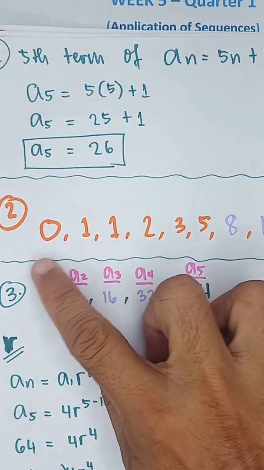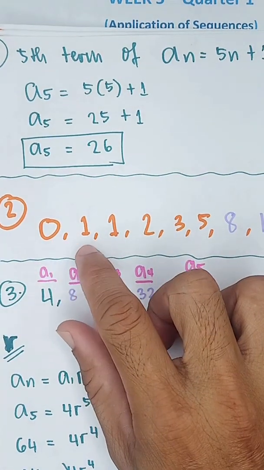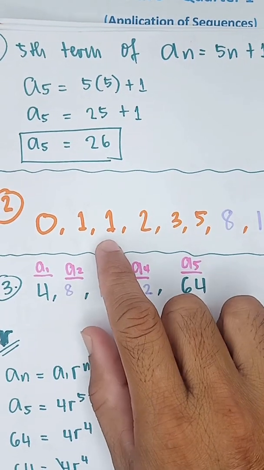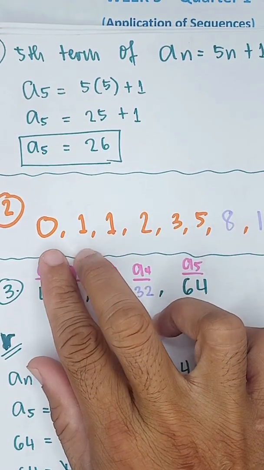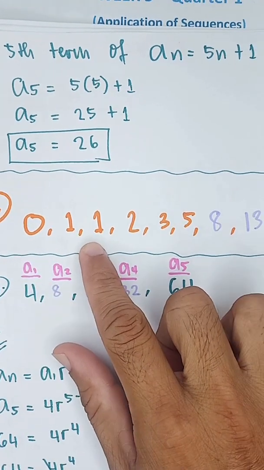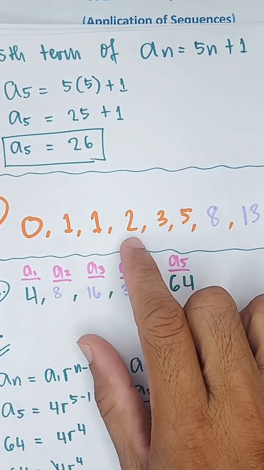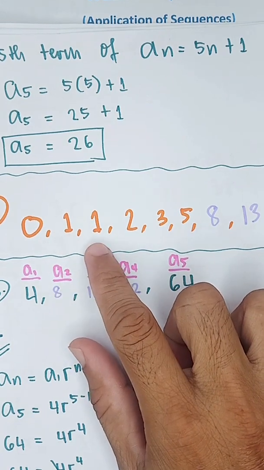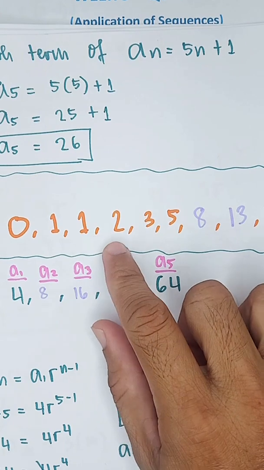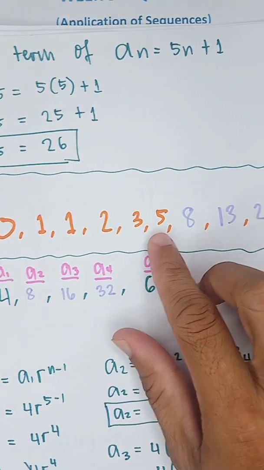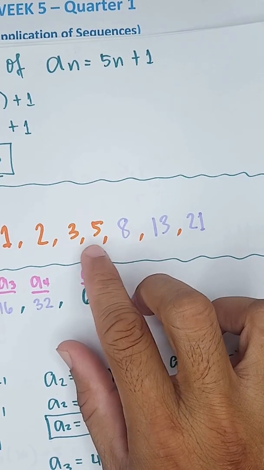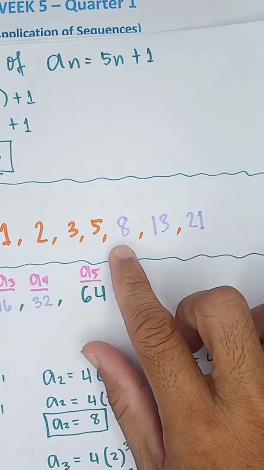So here in this sequence, given na yung 0 and 1. Okay, to get 1, after ng 1, you will add the preceding 2 terms. That means 0 and 1. So if you add that, you get 1. And para makuha yung 2, you will add 1 and 1. And then that's 2, right? And then 1 plus 2 is 3. 2 plus 3 is 5. And then if we add that preceding 2 terms, 3 plus 5 is 8.